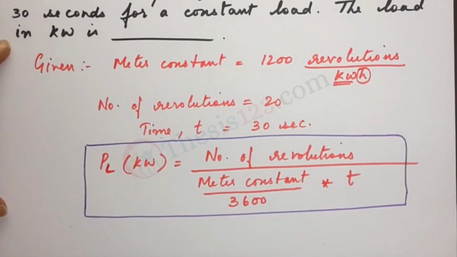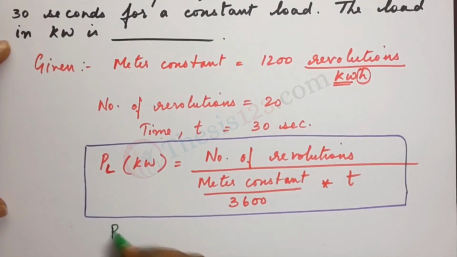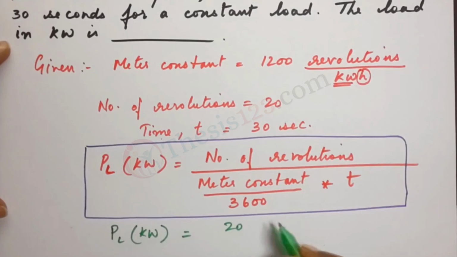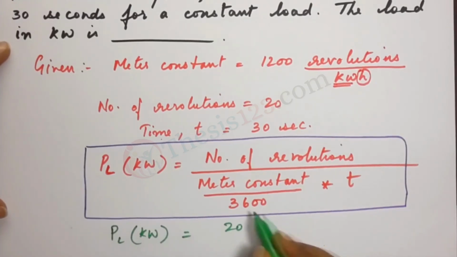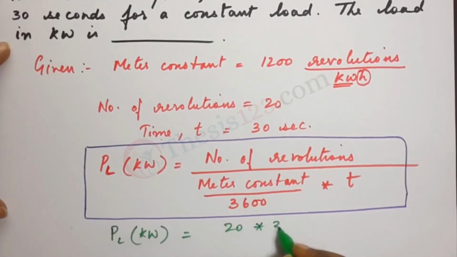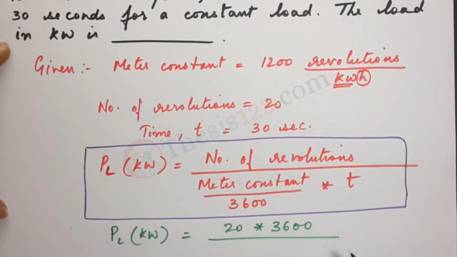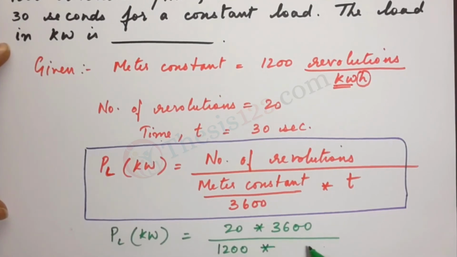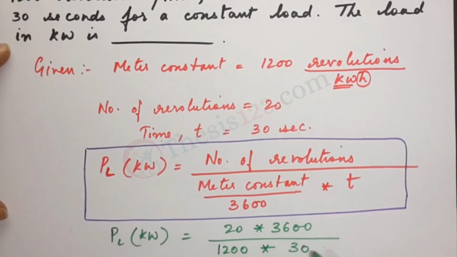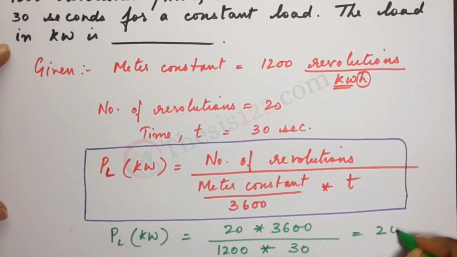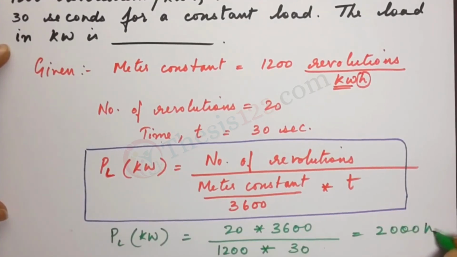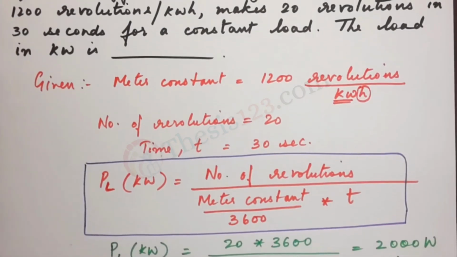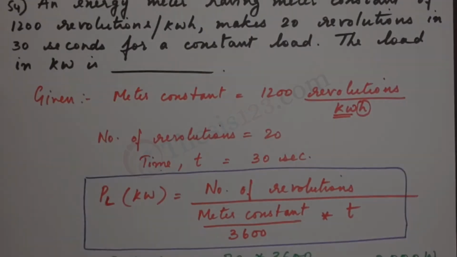Okay, so let's substitute the values now. We will have PL in kilowatts is equal to 20, the number of revolutions, and since we have 3600, that goes up to the numerator, divided by the meter constant of 1200 into time, which is 30 seconds. This gives us 2000 watts, which is 2 kilowatts. Well, I hope this has helped.